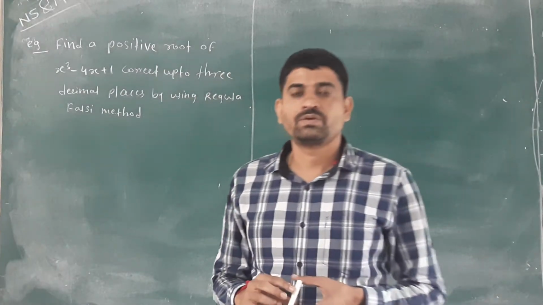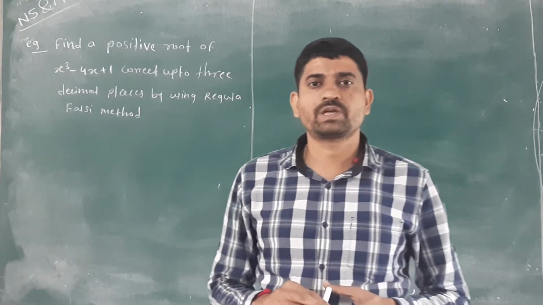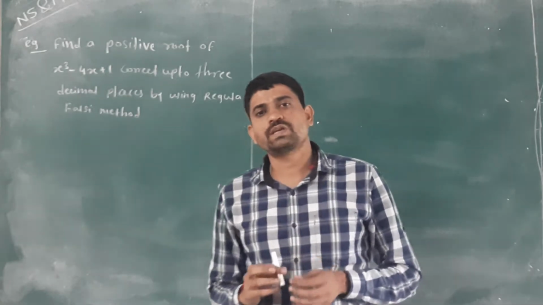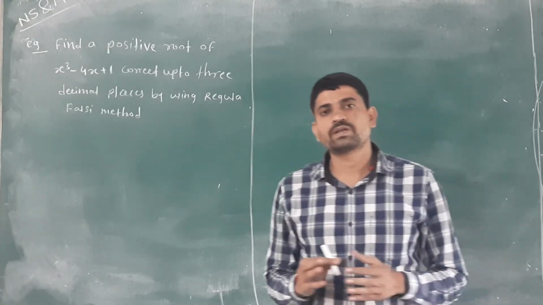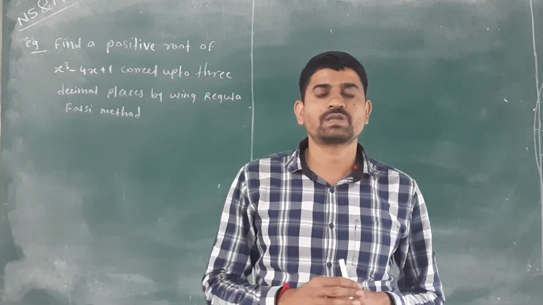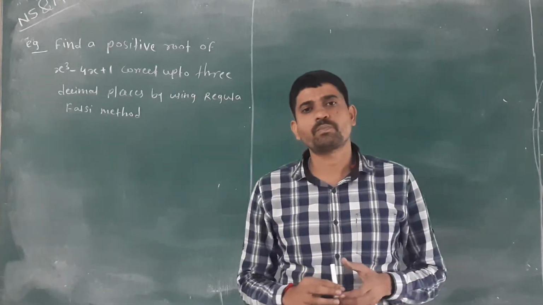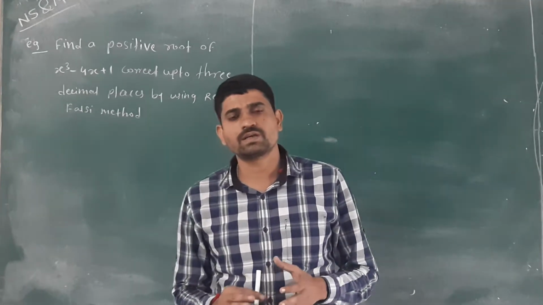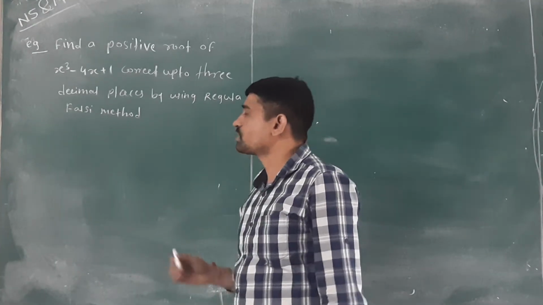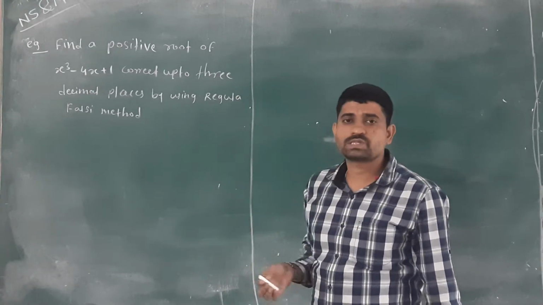Hello friends, we have seen the theory of the false position method. It is also called the regula falsi method or interpolation method. This is the second type of method from the bracketing methods. We covered the bisection method in the last lecture. In today's lecture, we will see how to solve a numerical based on the regula falsi method.